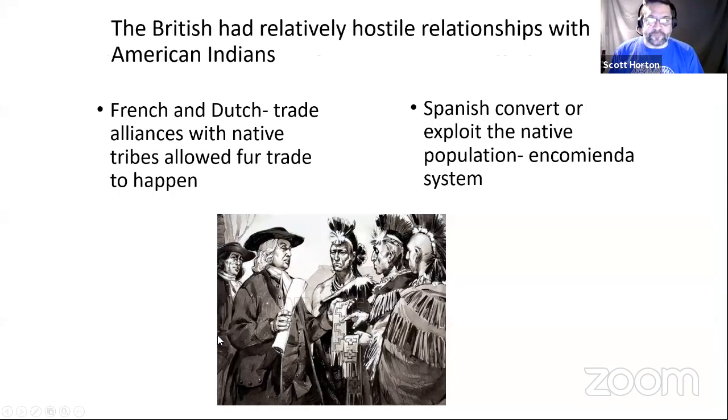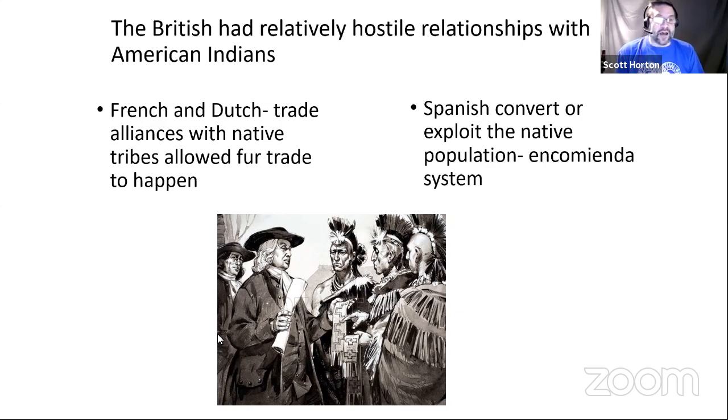My third reason, the British had relatively, key word there, relatively hostile relationships with American Indians. When we get to the third phase of what we're going to discuss today, we're going to see some examples of Indian wars and conflict between all the different groups here. But the British tended to be more hostile than the others. And of course, this is a judgment statement here, an argument statement that I'm making.